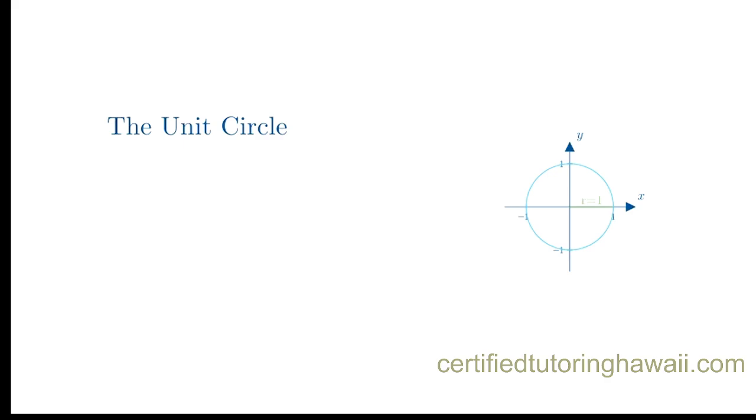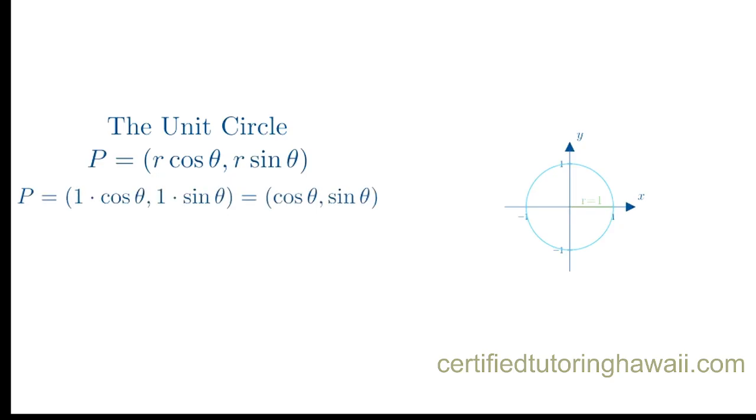Let's apply our formula for coordinates to this unit circle. Remember, the general formula is P equals (r cos theta, r sine theta). For the unit circle, our radius r is simply 1, so we can substitute 1 for r. This gives us P equals (1 times cos theta, 1 times sine theta), which simplifies to just (cos theta, sine theta). This is one of the most powerful ideas in precalculus.